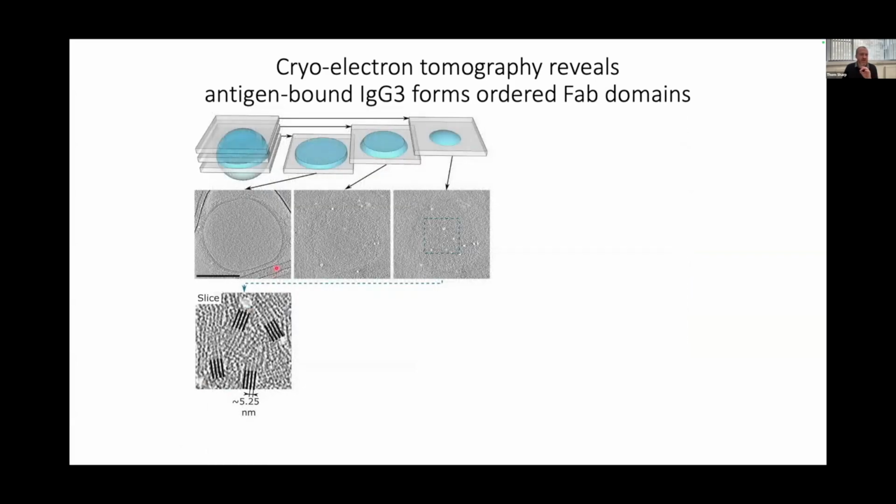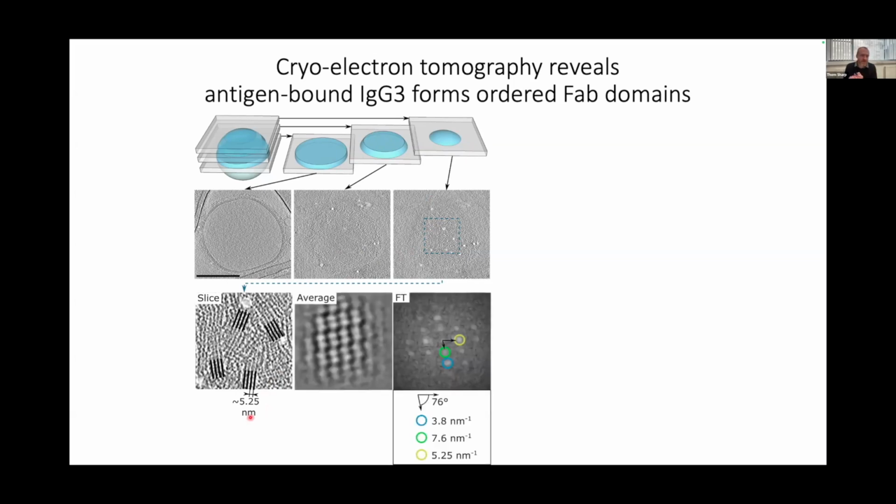This just tells you kind of where we are. So before we were looking at the equator of the liposomes, where we see all the striations, we're now looking at the North Pole, kind of like the nadir or the apex. And now if we zoom in here, we can see these striations. These are actually 5.25 nanometers apart, not the 3.8 we saw before. But again, we can align them and average them. And when we do that, we see this beautiful 2D array appear.